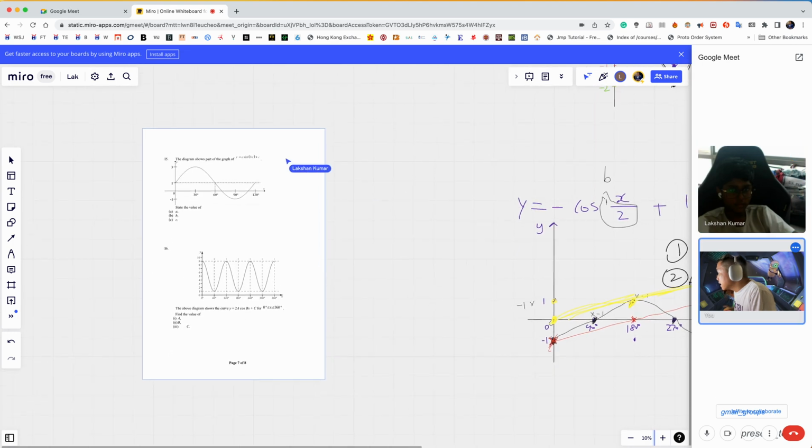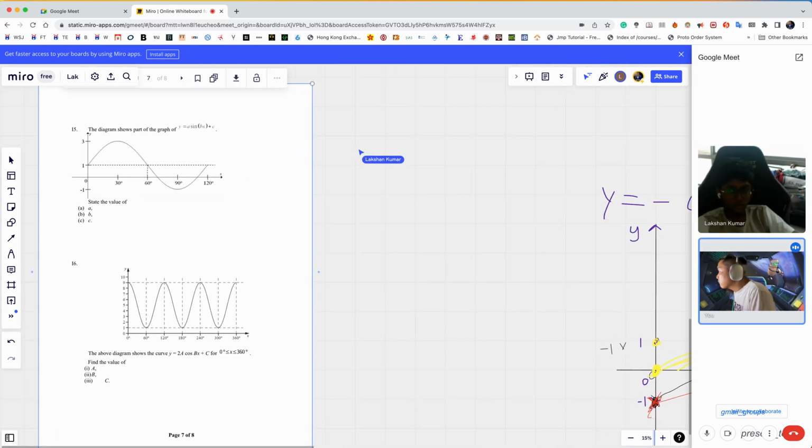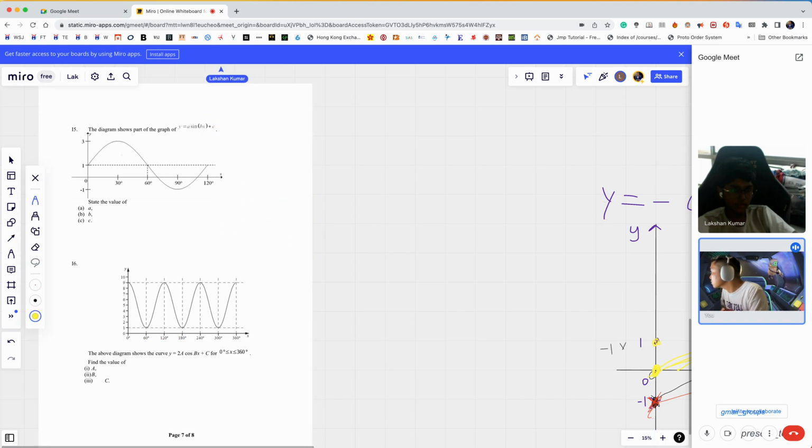So before, they ask you to sketch. Now they sketch it out for you and ask you to find A, B, C. Let me just quickly do this. I think it's going to be quite easy. So the amplitude is from the midpoint. This is called the midline of the curve. You draw it in like a dotted line. Yes, so this is the midline.